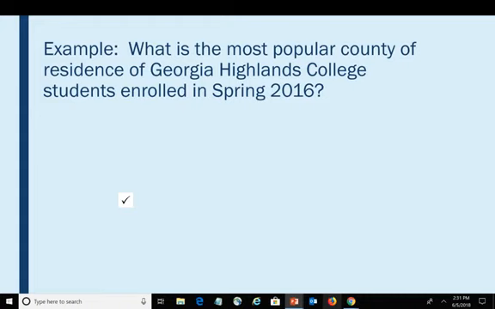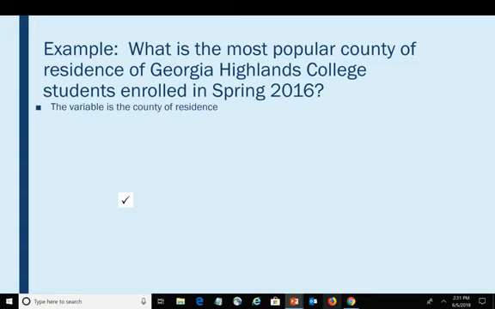So I want us to take a look at an example and walk through how to create a categorical frequency distribution. So we begin with a question. What is the most popular county of residence of Georgia Highlands College students enrolled in spring 2016? As we talked about before, it's important to know from the beginning what is your variable, your population, your sample, and so forth. So let's take a look at those things first.